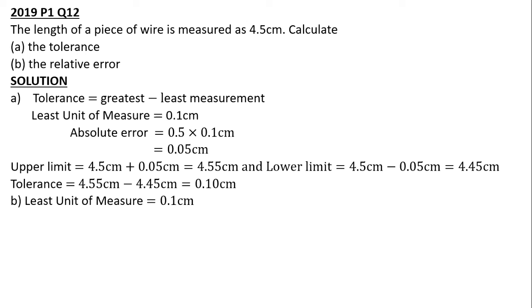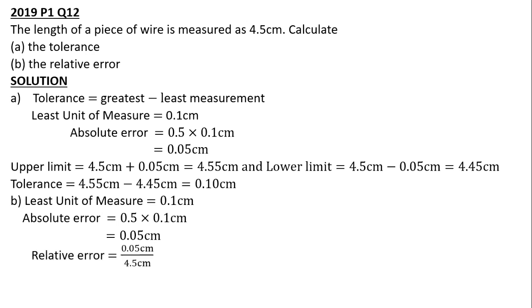Calculate the relative error. So we are going to say least unit of measure is 0.1. Absolute error is 0.5, which is half of 0.1. So we are saying 0.5 times 0.1 will give us 0.05. Our relative error is equal to the absolute error over the true value, which is giving us 0.05 centimeters divided by 4.5 centimeters. Our relative error is therefore 0.011.